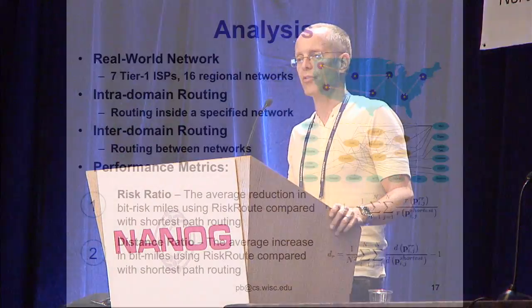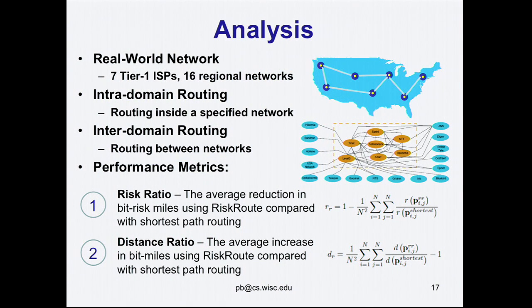And what we're interested in terms of the study is assessing 2 different features. One is the ability to reduce the amount of risk by adding additional paths using the RiskRoute framework versus the expansion in distance between the 2 points that is a result of adding these additional paths.